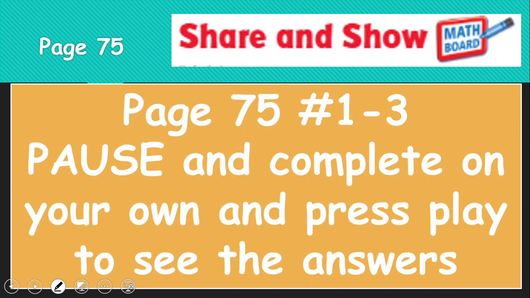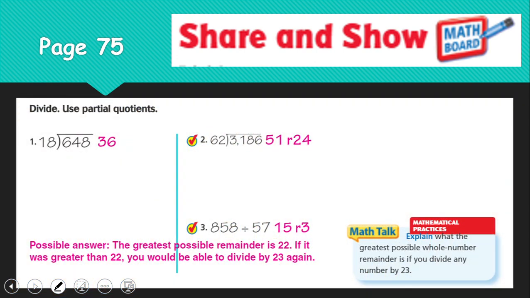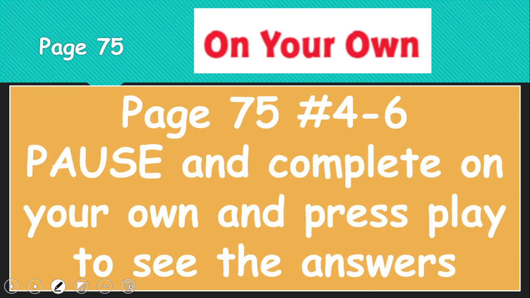All right, this is the share and show. So this is the part where you practice what I've instructed about partial quotients. Go ahead and do page 75, numbers 1 to 3. Pause. Go ahead and pause this. When you're ready, go ahead and press play. Good. There's your answer. Now this is on your own. Go ahead and pause and complete 4 through 6. And press play when you're ready.